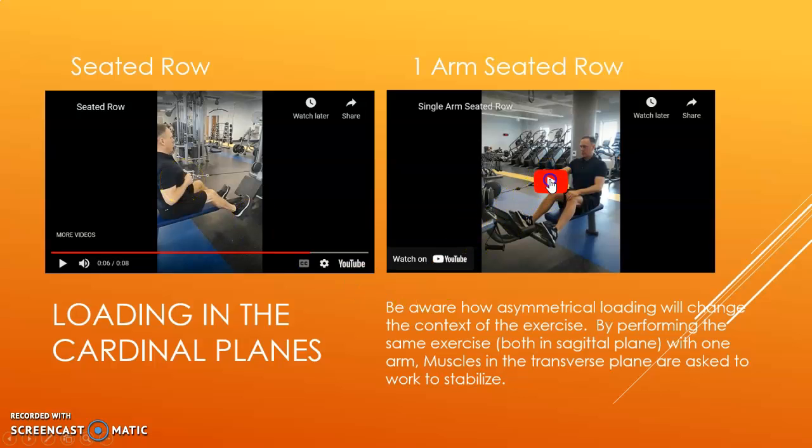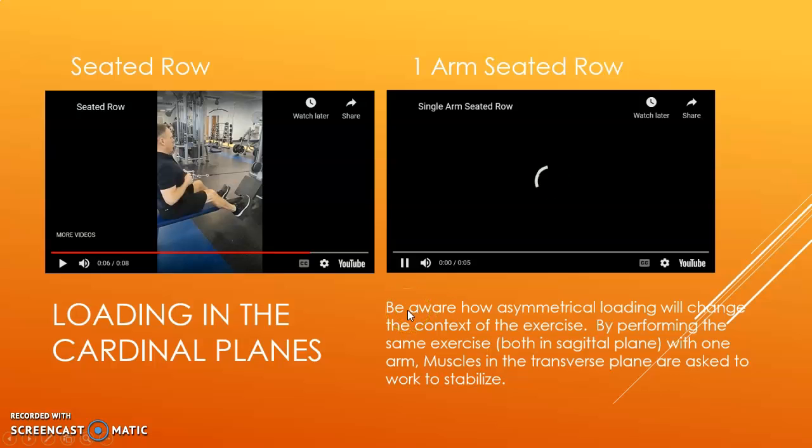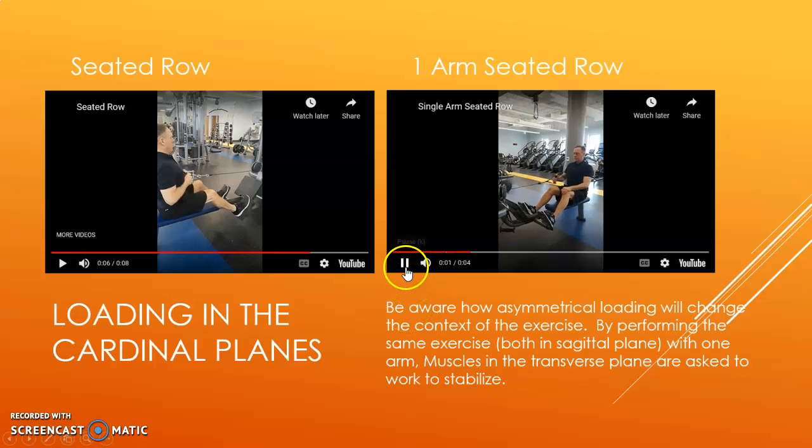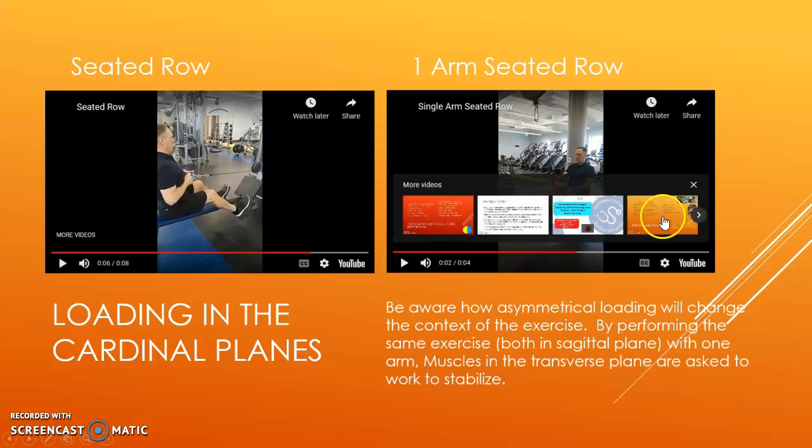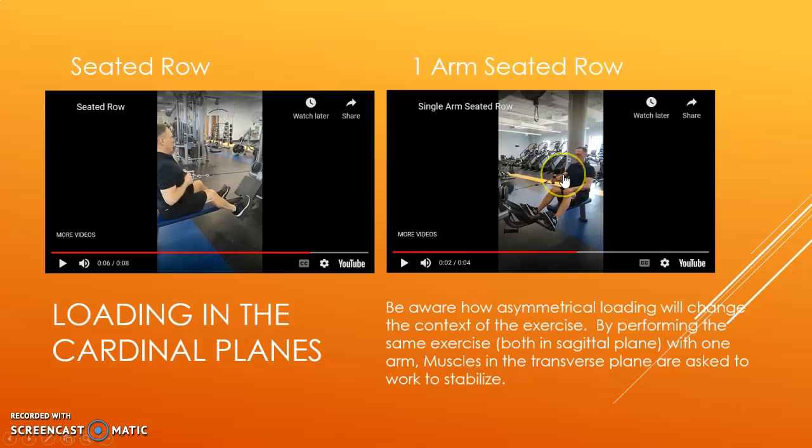If we switch that up and we go over here, because there's asymmetry and resistance is being offered on one side of the body, muscles, even though it's a sagittal plane exercise, muscles in the transverse plane have to work to be able to stabilize the torso. So again, you start thinking, okay, it's an exercise, but it's also a movement pattern. And in that movement pattern, you're going to have muscles that are the primary things you're focusing on. Rhomboids, could be rear delt, could be teres, could be serratus anterior, serratus posterior.